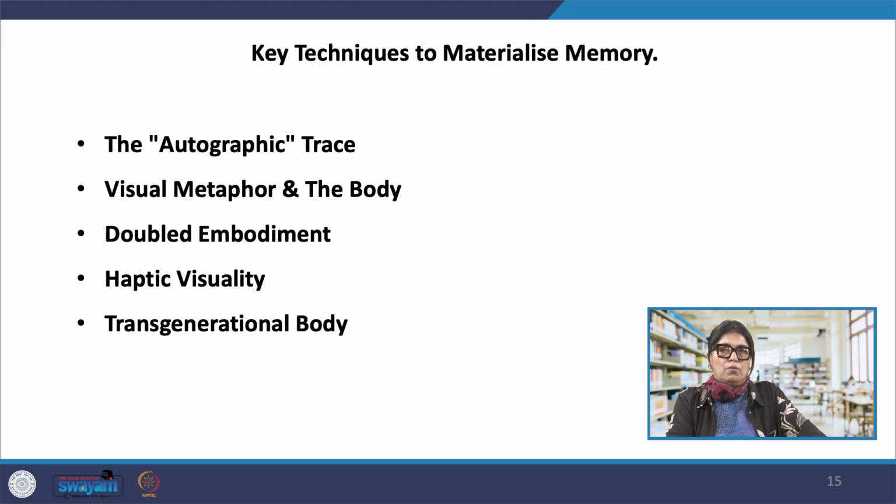Transgenerational body: some memoirs, like Maus and Vietnamerica, explore how trauma is physically passed down through generations, showing how a child might carry a parent's memories in their own body and identity. Now, let us explore some important nuances of this technique.